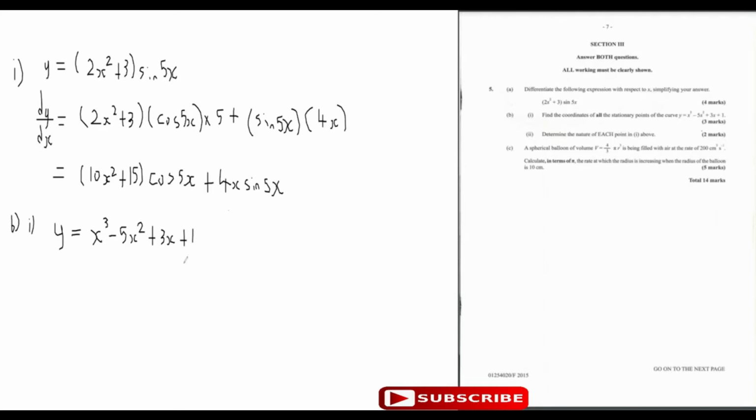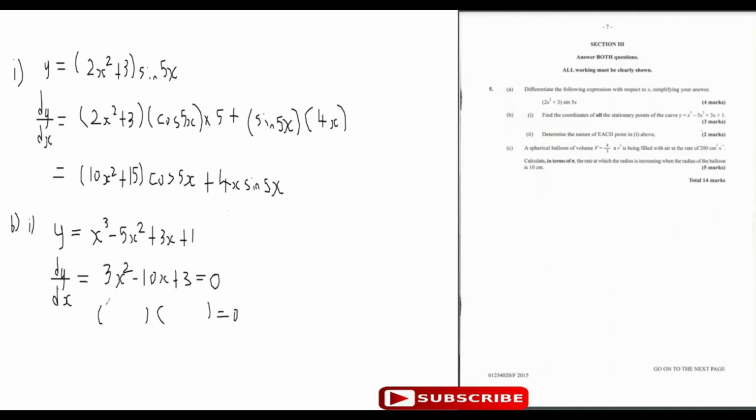And you want us to find the coordinates of the stationary points. To find them, we know that a stationary point occurs when dy by dx equals 0. So first we need to find dy by dx. Dy by dx is going to be equal to 3x squared minus 10x plus 3. And stationary points occur when dy by dx is 0, so we set this equal to 0. Solving 3x squared minus 10x plus 3 equals 0, we can factorize it.